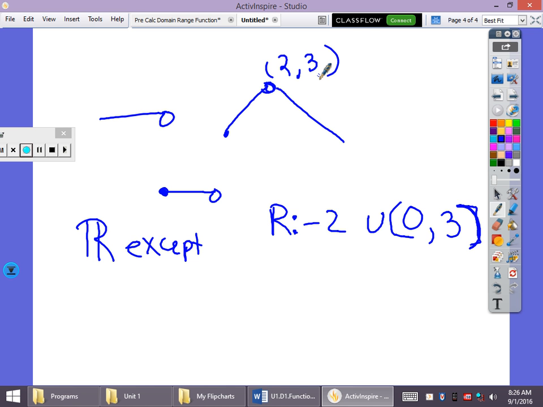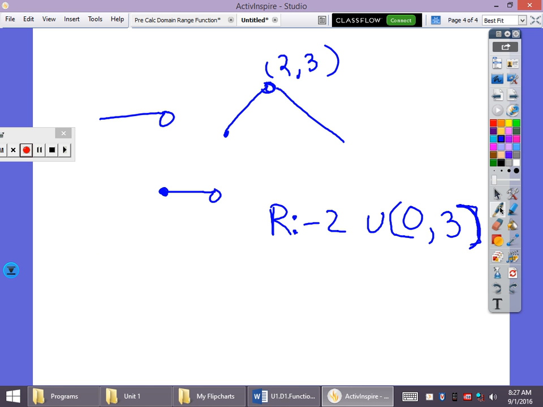No, it has a stop. There's no arrow. Oh, I see what you're saying. So then the domain, yep. So the domain would be -5. It would be -5 to 0. Sorry, -5 to 2 and then 2 to 4. Okay. Yep, I see what you're saying. Okay. Because there are no arrows there.